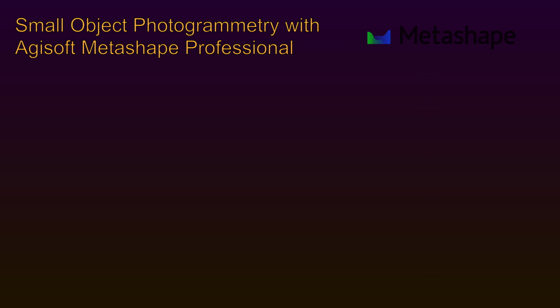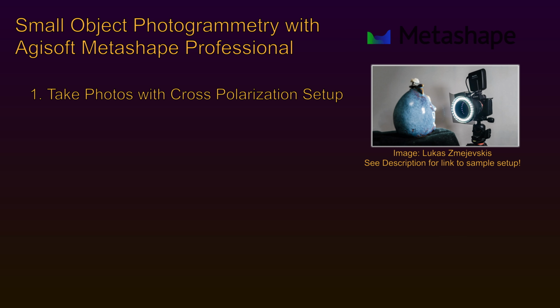This tutorial examines the process of creating highly accurate 3D models of small objects, those that can fit in your hand, using cross-polarization photography and Agisoft's Metashape professional software. The photos we'll use for this tutorial were taken using a cross-polarization setup, which uses matching filters, one on the camera lens and one on a ring light, to remove glare and/or reflections from your objects in your photographs.